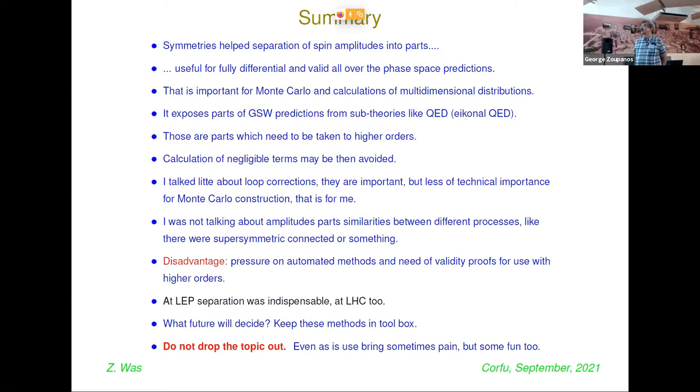It's used at LHC too. I don't know how this kind of the techniques will be in the future, but I would think it's worth keeping this in the toolbox, or not in the toolbox, just be aware that one day you may need to have them. So do not drop the topic out completely. And even if use of it brings a lot of pain, which I remember, it brings also sometimes some fun also, and you may have a feeling that you are touching something of general structure of field theory during the common work when you really want to get predictions for experiments with some precision which is given in permils or percents, but in hard numbers, absolute numbers.